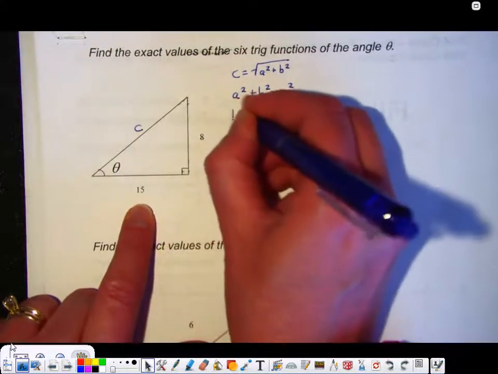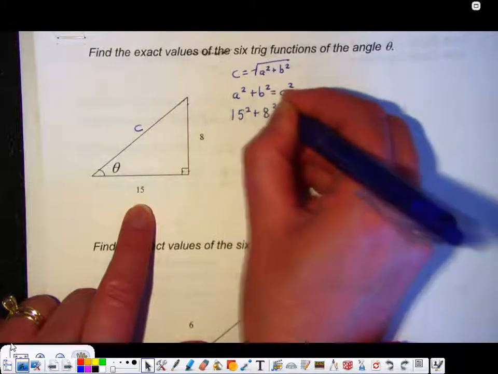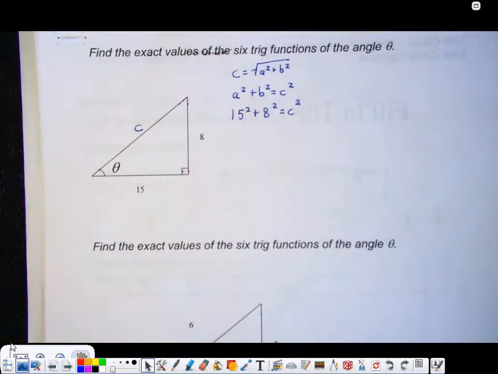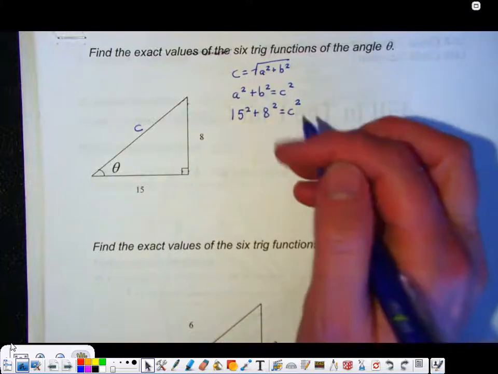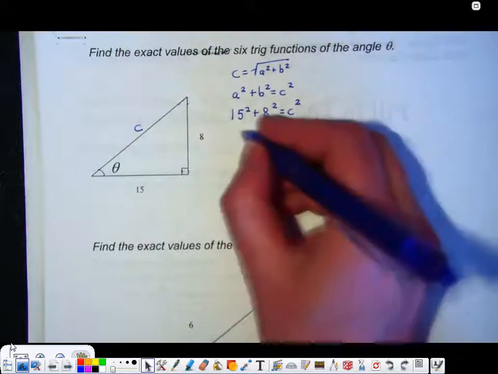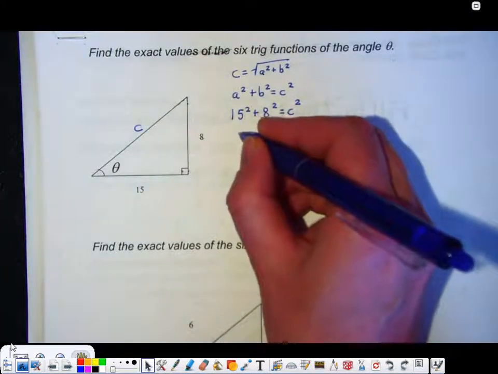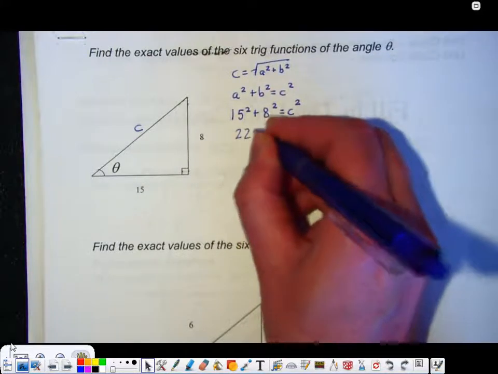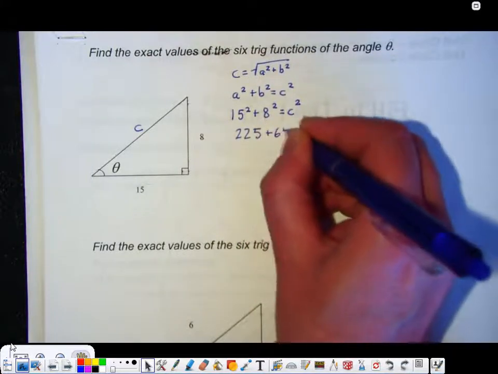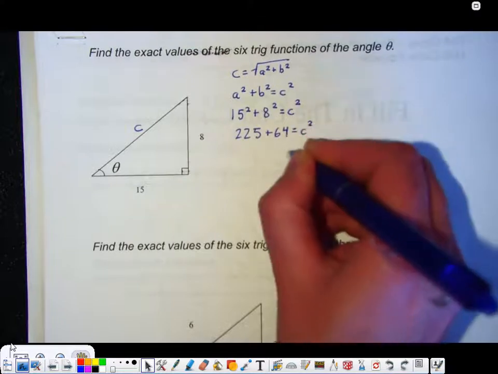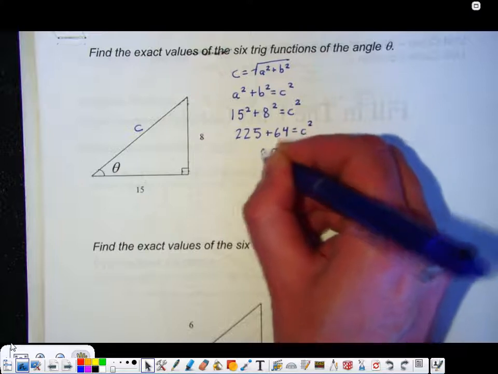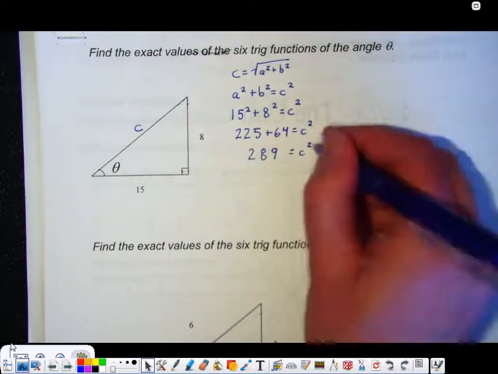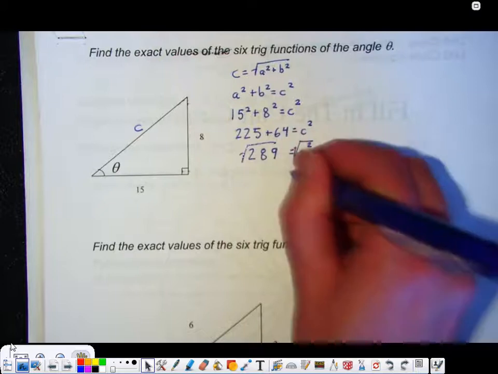So I'm going to do 15 squared plus 8 squared equals C squared. And then I'm going to say, boy, I hope Amber's got her calculator ready. 15 squared seems like it's going to be a really big number. What's 15 squared? Oh, it sure is. Okay, I think I can handle the 64. All right, so all together, we've got 289. So the square root of 289.